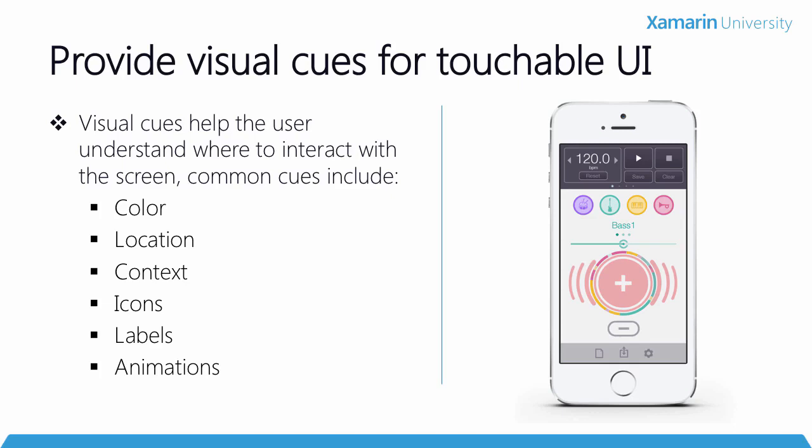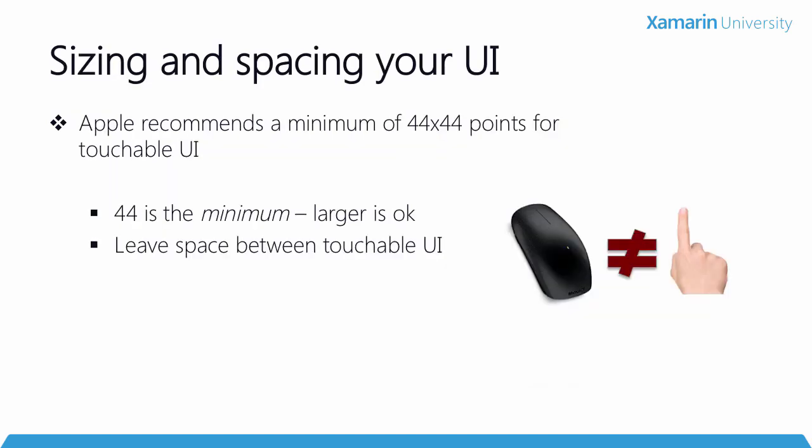Now that we've seen how to respond to touch events, let's take a moment to think about how to present our UI when enabling touch. And one of the most important aspects of touchable UI is making sure that the user knows that areas of the screen are, well, simply put, touchable. And you can use a variety of techniques to indicate touchable UI, and often you'll use more than one. And you can see several common cues listed on screen.